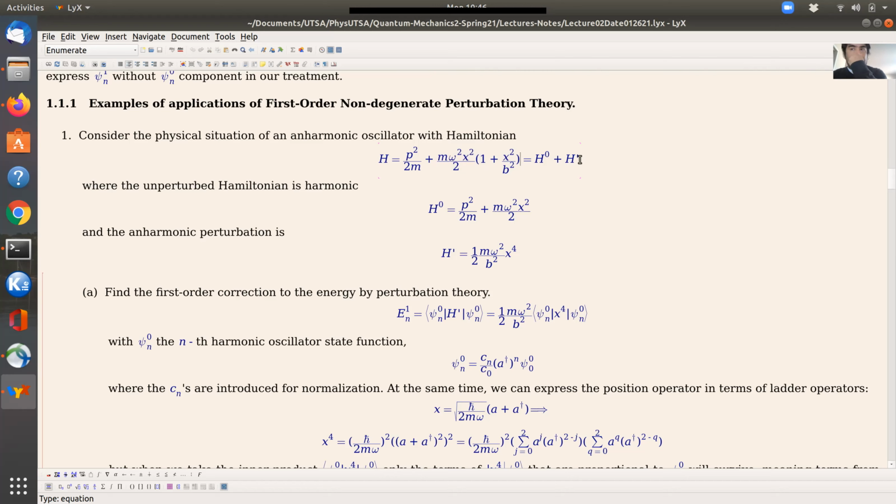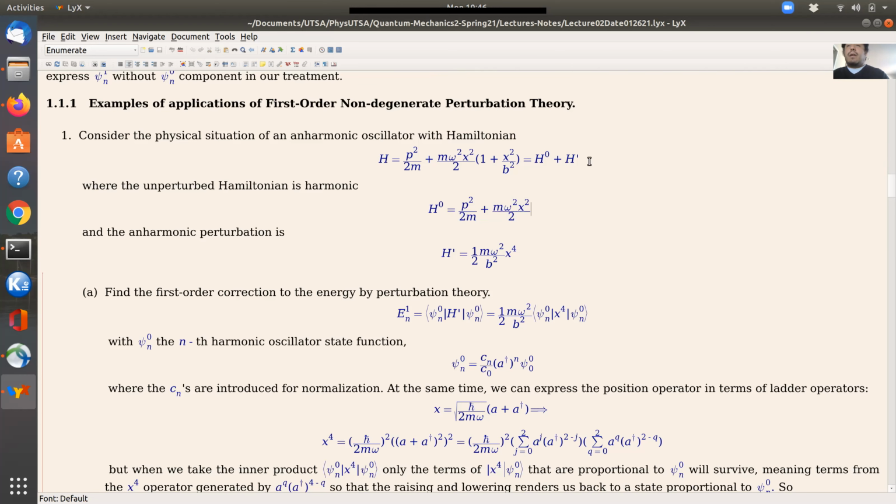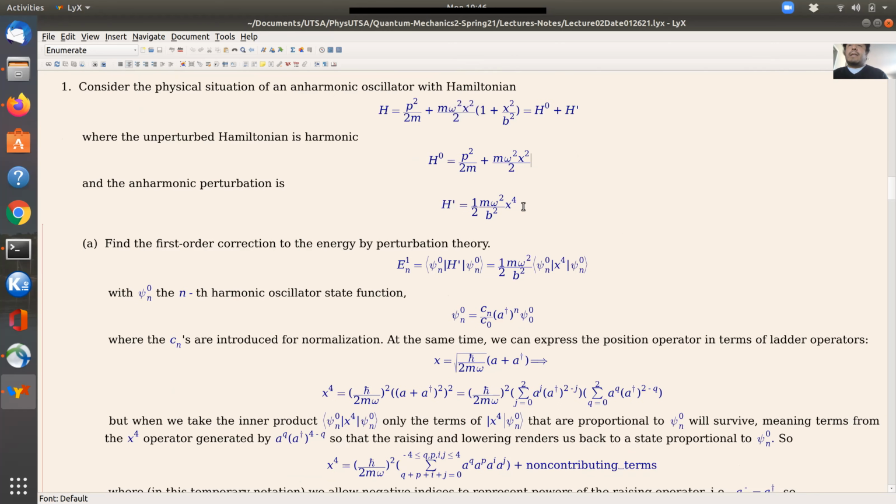And you can split up the Hamiltonian again in two parts. The H0, of course, is going to be our old friend, the harmonic oscillator, which is taking account of these two terms. And the anharmonic perturbation is basically this times this. So you get m omega squared x to the fourth power divided by b squared divided by 2. So this is going to act as a perturbation.